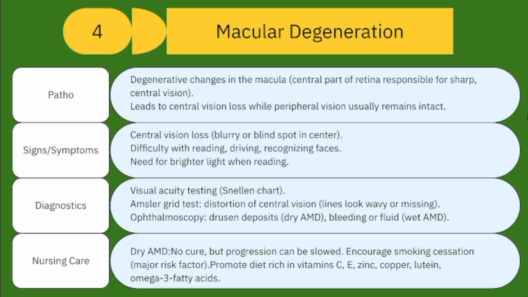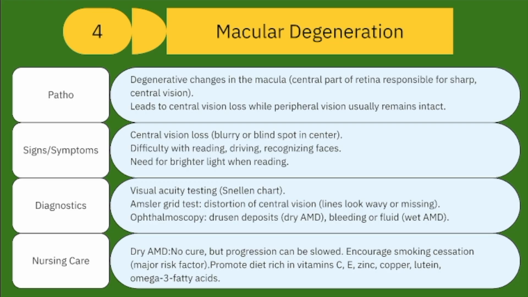So the central vision loss, a blurry or blind spot in the center. They're going to be having trouble seeing on a day to day. You're going to want them to take the Snellen chart test. When they're taking the Amsler grid test, which is another diagnostic tool, the lines would look wavy or missing to them. There's two types of macular degeneration, dry AMD or wet AMD. So with wet, you're going to see bleeding or fluid. And there's no cure with the dry AMD, but progression can be slowed.